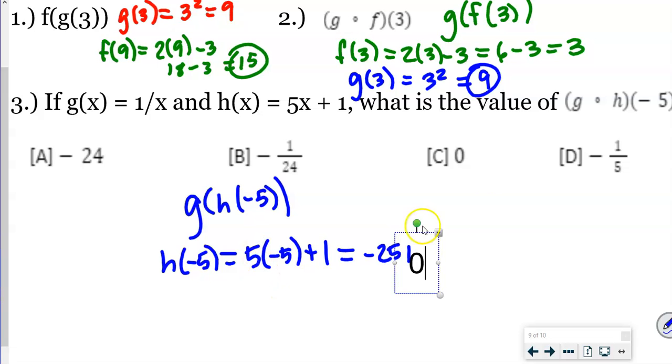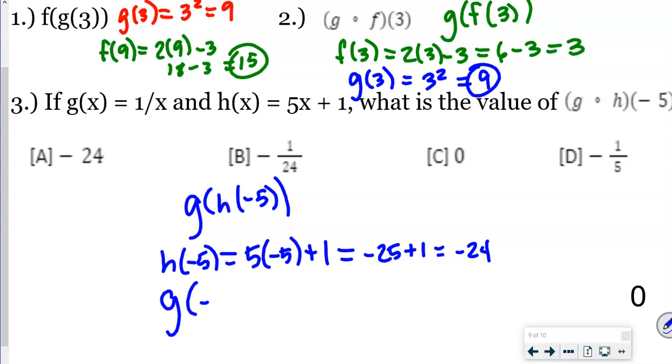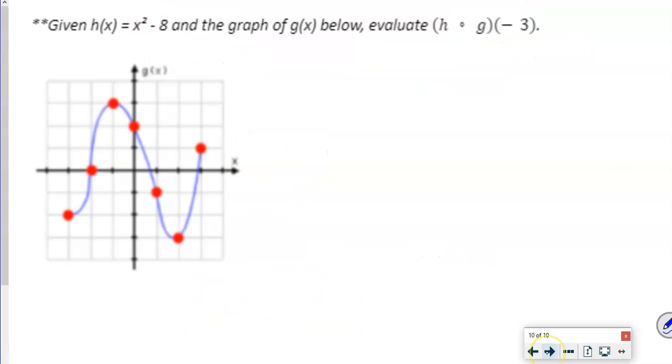Whoops, I don't know what happened there, y'all. Plus 1, so that's going to be negative 24, right? Then we're going to take that negative 24, so this is g of negative 24 equals 1 over negative 24, right? So the whole term would be negative because the bottom's negative. So what was our answer here? It was B. Okay?